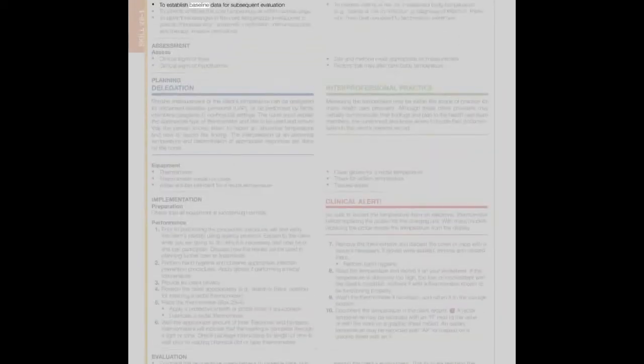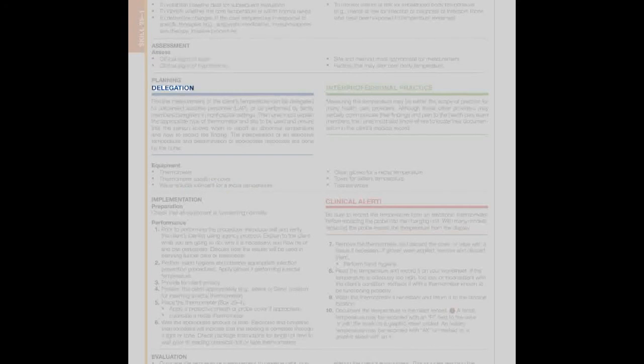Purposes: to establish baseline data for subsequent evaluation, to identify whether the core temperature is within normal range, and to determine changes in the core temperature in response to specific therapies, for example, antipyretic medication, immunosuppressive therapy, invasive procedure. Equipment: thermometer sheath or cover, and water-soluble lubricant for a rectal temperature. Assessment: assess clinical signs of fever and clinical signs of hypothermia.